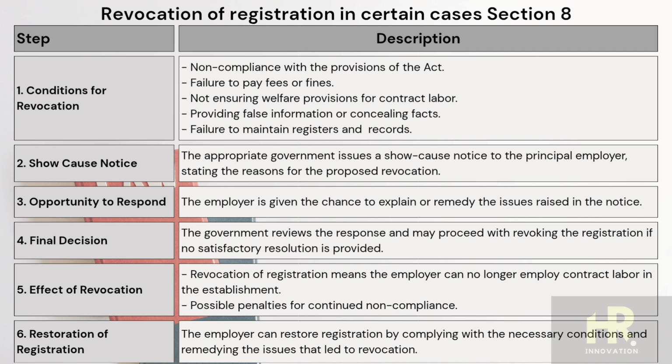Step 5. Once registration is cancelled, the employer cannot hire contract labor anymore. Continued non-compliance can lead to penalties or legal action. Step 6. But all is not lost. The employer can get the registration restored by correcting all the issues and complying with the law. And that's how registration can be revoked or restored under Section 8 of the Contract Labor Act.